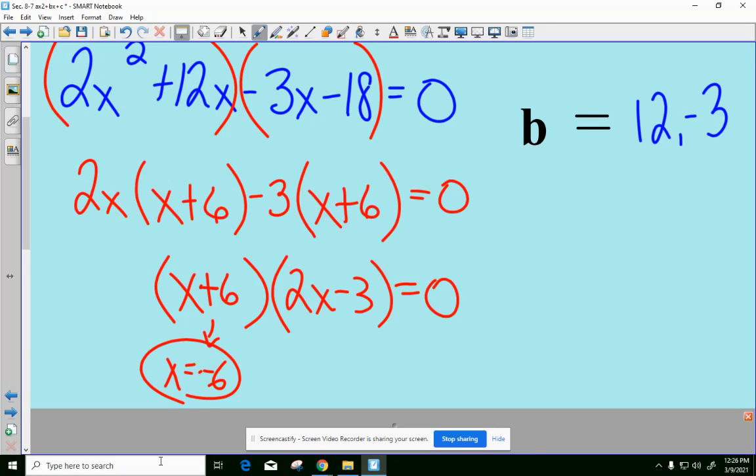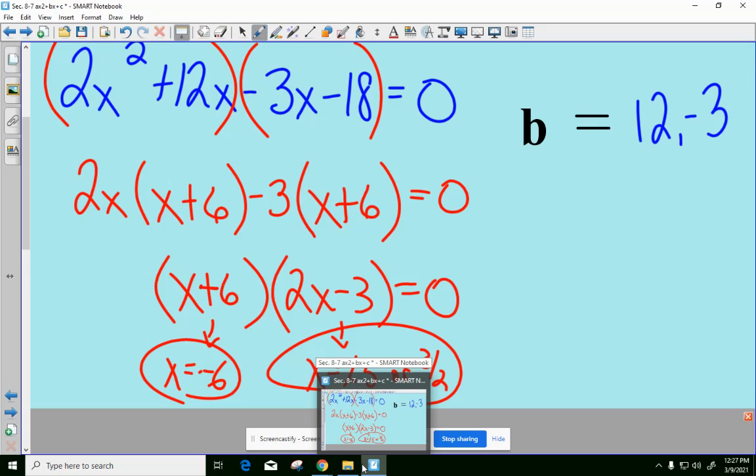If you set the other one equal to 0, Anna, 1.5, or move the 3, divide by 2, you could leave it as 3 over 2. So this answer here could be 1.5, or it could be 3 over 2. Those are your options. All right.